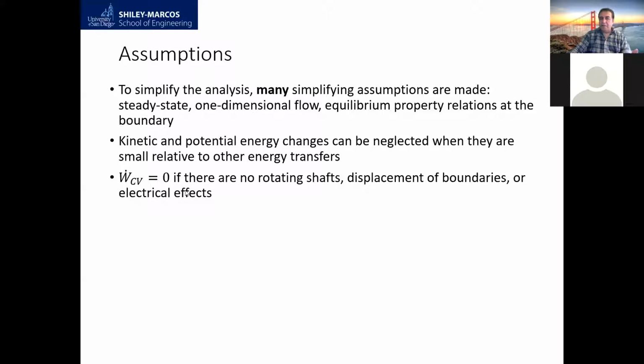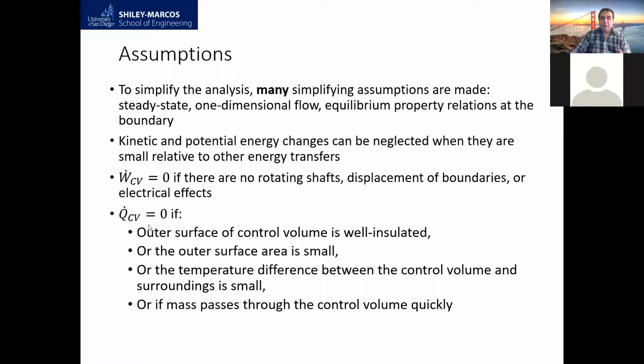So W dot CV equals 0 if there is no rotating shaft, if there is no work done. According to physics, if there is no displacement, there is no work, no displacement of boundary or electrical effect. Q dot CV equals 0 if the outer surface of the control volume is well insulated, adiabatic, or the outer surface area is small, or the temperature difference between the control volume and surroundings is negligible, or if mass passes through the control volume quickly, okay?